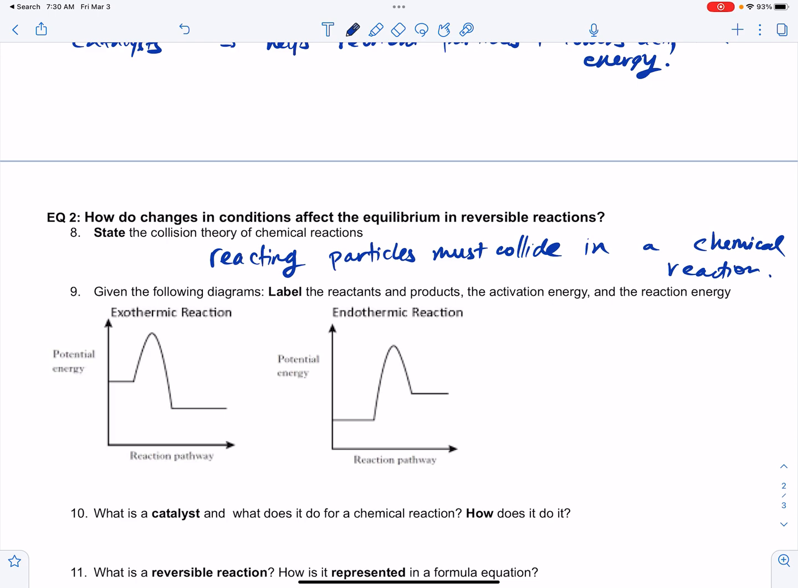Label the reactants and products, the activation energy, and the reaction energy. Okay, all right. So I'm going to label the reactants. Here's the reactant. Here's the product. Here's the reactant. Here's the product. Okay. And the activation energy. So the activation energy is this. The difference between the reactants and the products.